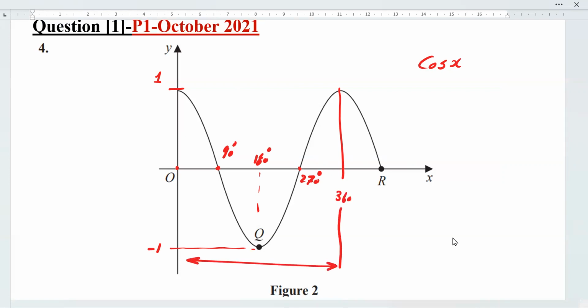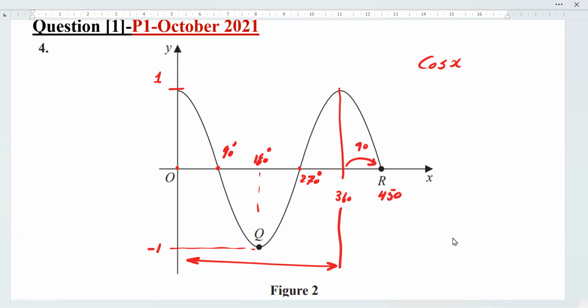This part from here to here is called a complete cycle. Complete cycle means it will be repeated after that. So from 0 to 360 is one complete cycle, and this is called the period. The period of cosine x is 360. What about r? Here the step from here to here is 90, so r will be 450. This is the actual one that you already know about.